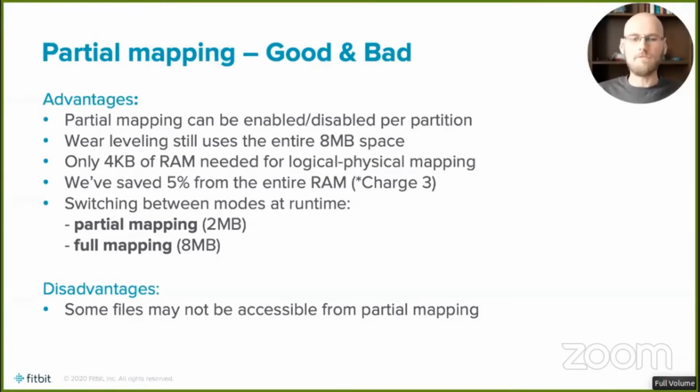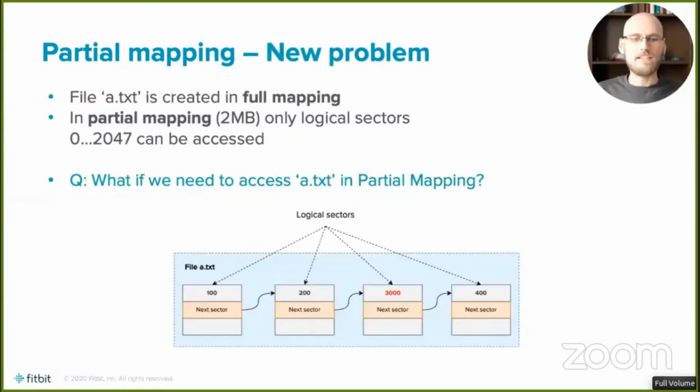The bad part is that some files created in full mapping may not be accessible from partial mapping. For example, let's assume that we are in full mapping, all logical sectors available, and we have created a new file, a.txt. We have zero control over which sectors are allocated. Therefore, our file could look something like this: logical sectors 100, 200, 3000, 400. Any logical sector larger than or equal to 2048 will not be accessible once we switch to partial mapping.